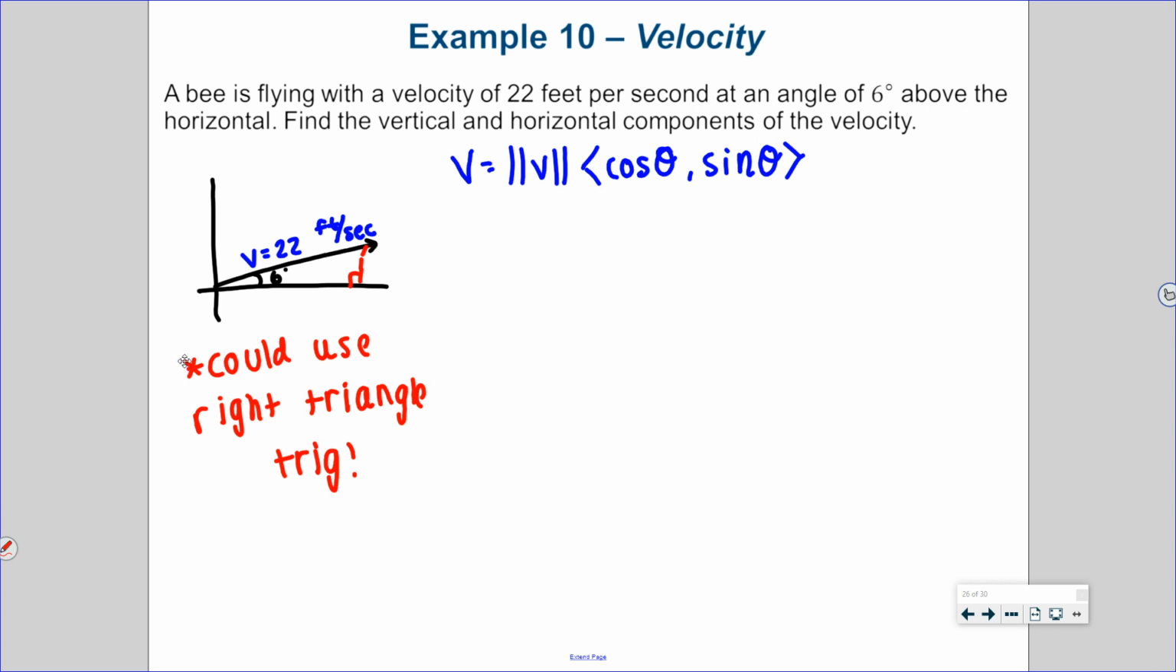Okay, so to find the component form of this vector, we know the magnitude, which is represented by the velocity here, is just 22. So this represents magnitude. And I know what my direction angle is because they gave that to me. It's 6 degrees off the horizontal, and my direction angle is from the positive side of the x-axis.